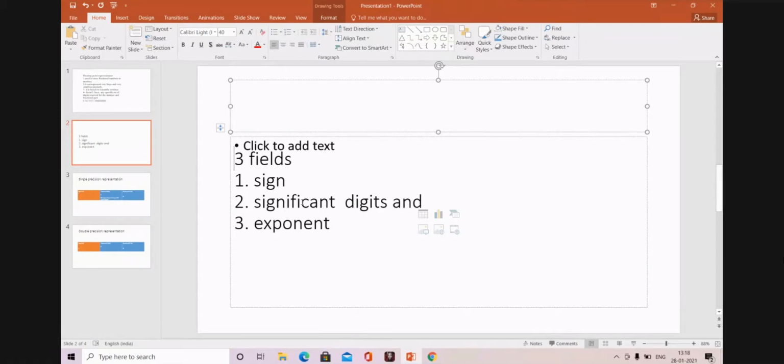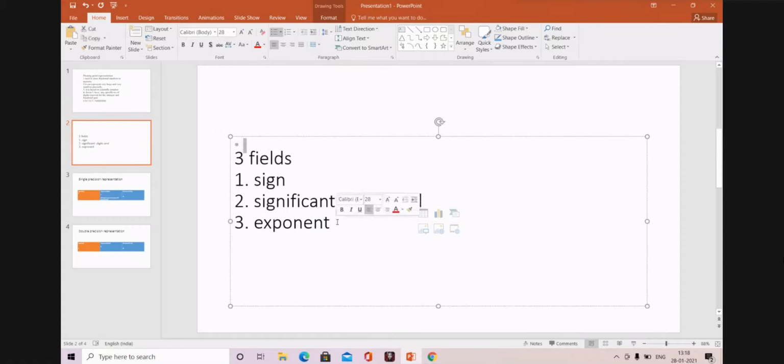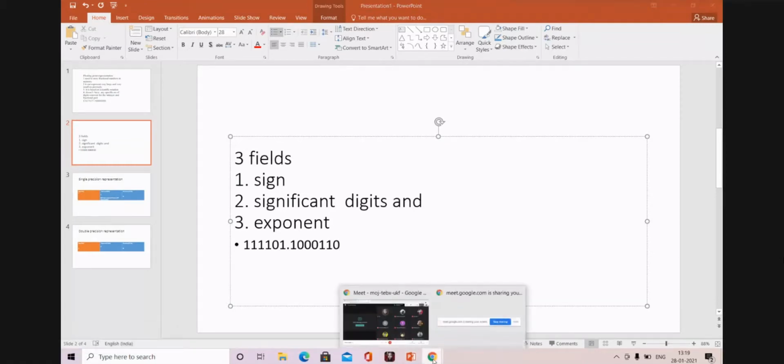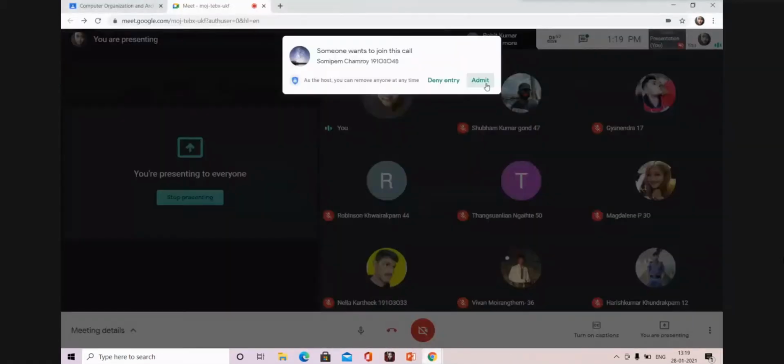Let's take an example. Suppose I take a number like this, 11101.0000110. Suppose I take a very large number like this, with an integer as well as a fractional part. Now, who is this person? From next time, please be on time.